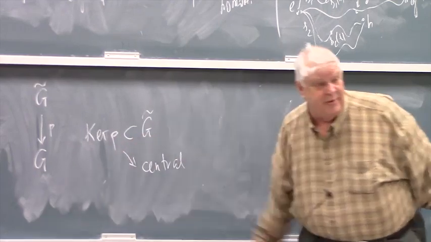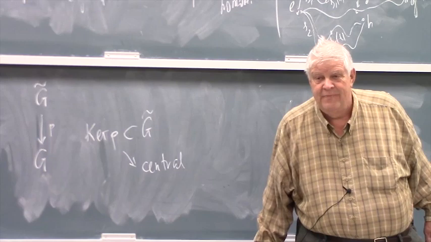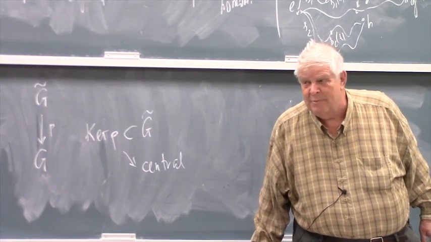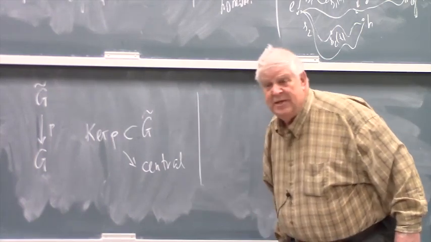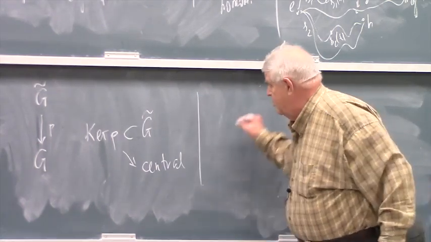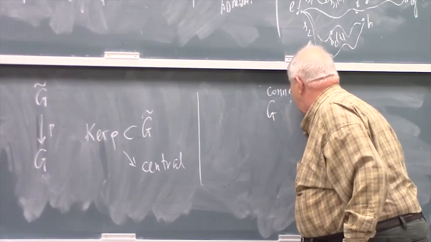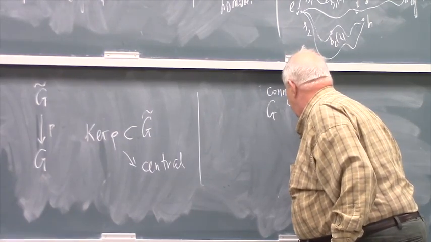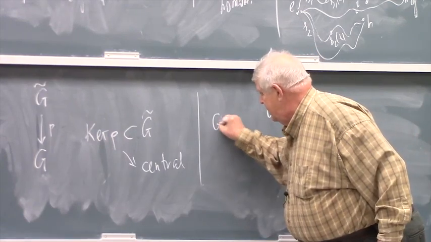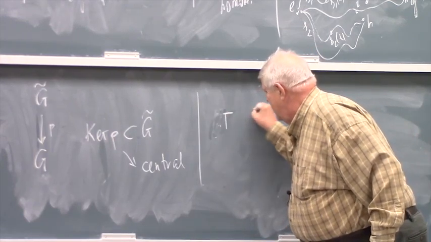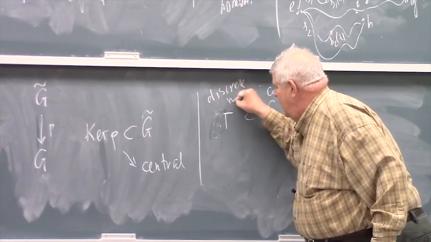And this is not just a property of this group. For every connected Lie group, a discrete normal subgroup is central. And I want to say that this is obvious. So G is a connected Lie group. Gamma is discrete and normal.